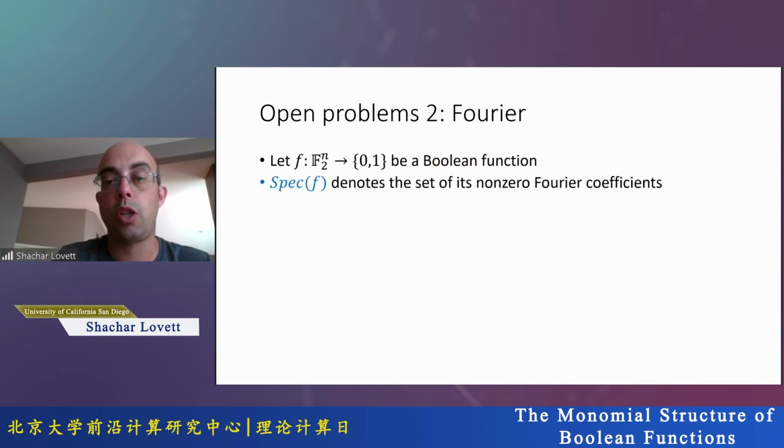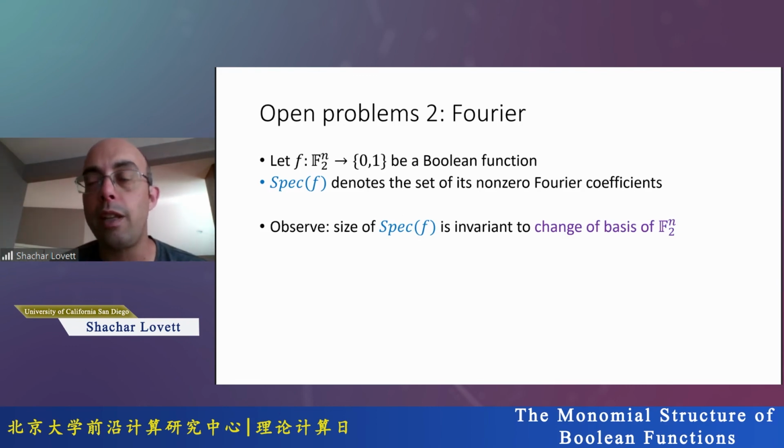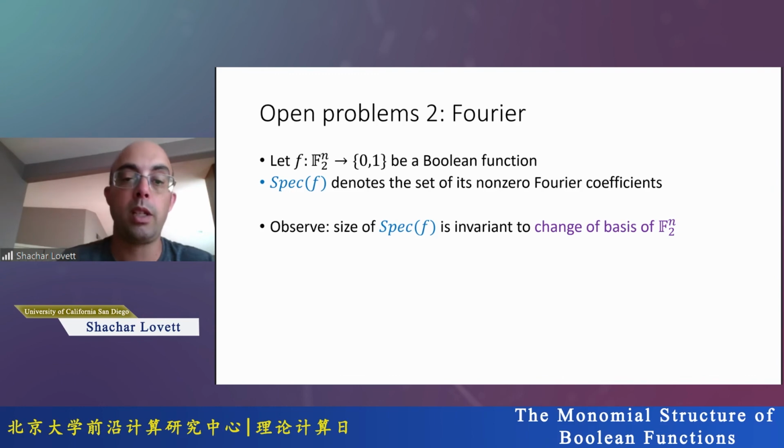And here will be the conjecture. Take a Boolean function; the common term here for monomials is the spectrum. The spectrum of f is the set of all its non-zero Fourier coefficients. Notice that here, unlike the case of AND functions, there is some degree of freedom. I could apply any change of basis to my input space, and it's not going to change the sparsity, or the number of non-zero monomials. So whatever question or conjecture we might have should be invariant to this change of basis.